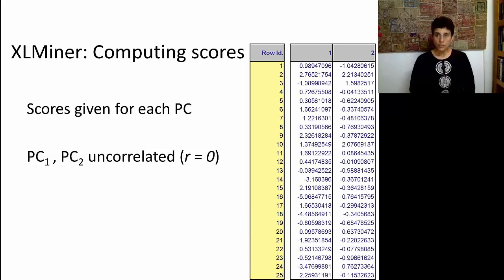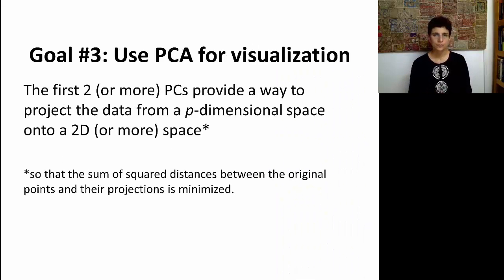Here are the scores computed for each and every one of the universities for PC1, that's this column, and for PC2. So now for each university, we have only 2 numbers. Remember that these PC scores are uncorrelated, and therefore, if we take a correlation between these 2 columns, you'll find that the correlation is approximately 0. That's how we use PCA for data reduction.